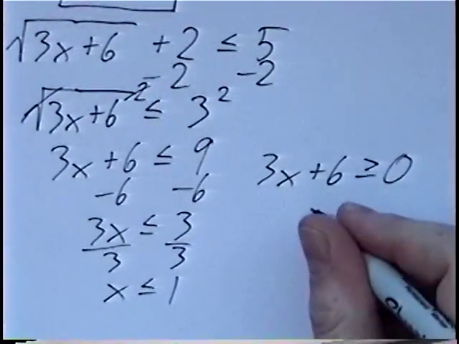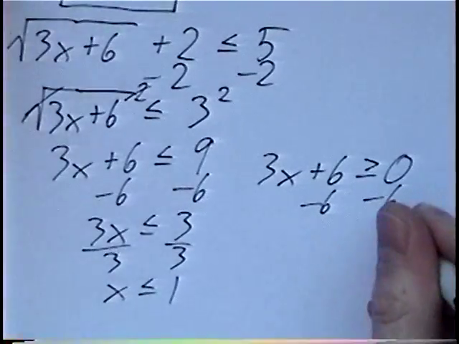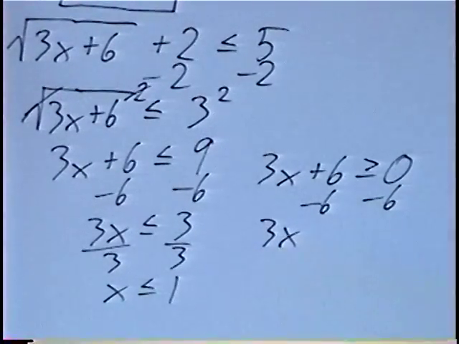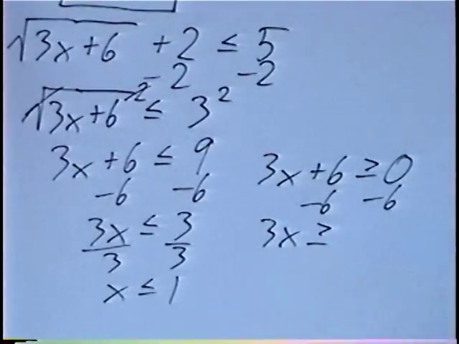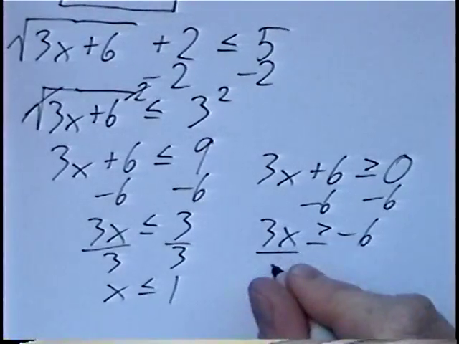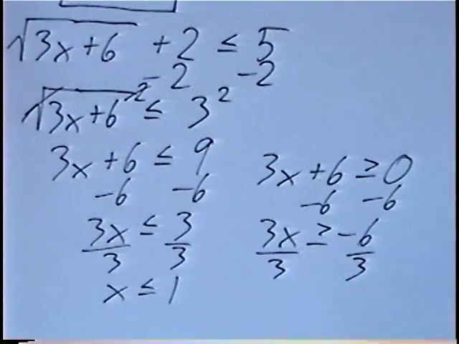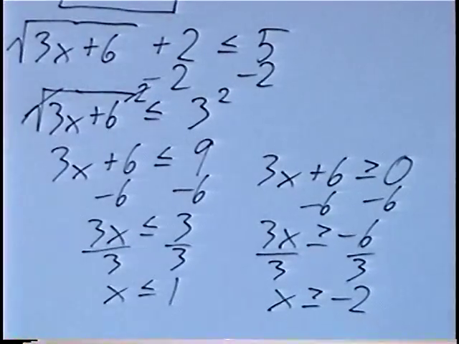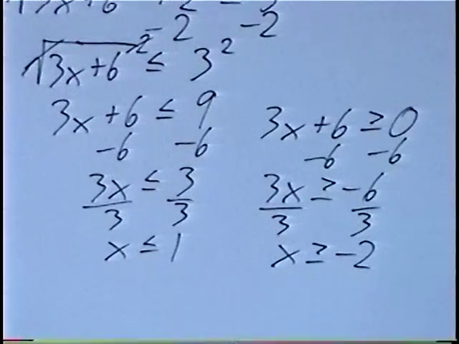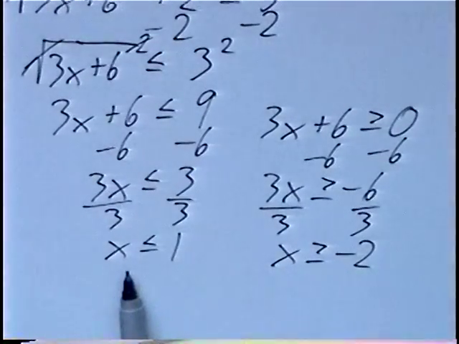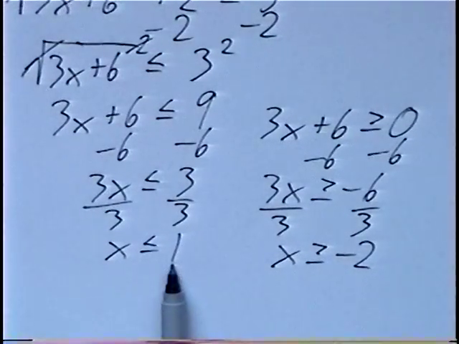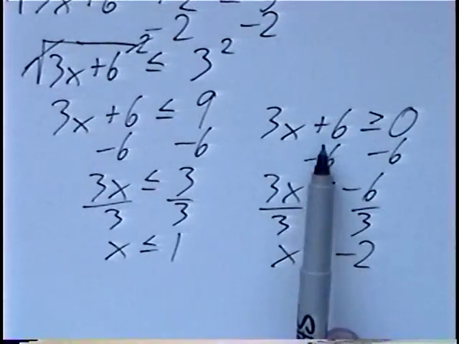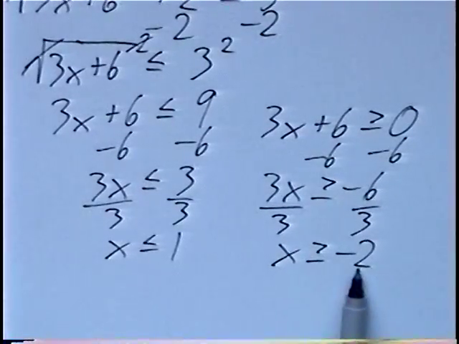Solving the second inequality, we can subtract 6. So 3x is greater than or equal to negative 6, and dividing by 3, we'll have x is greater than or equal to negative 2. So 2 answers to the question. The first answer, x is less than or equal to 1, and for the radical or square root, x also has to be greater than or equal to negative 2.